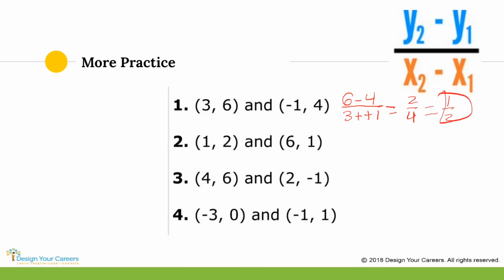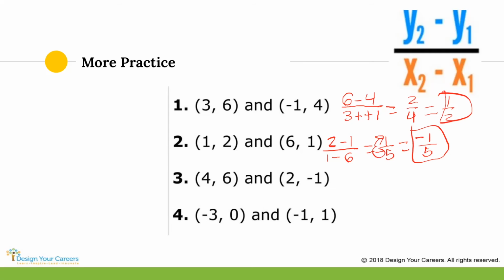For the second one, we're going to do 2 minus 1 divided by 1 minus 6. Then we get 1 over negative 5. And we don't really like negatives in the denominator. It's not not allowed, but we don't like them because they don't look nice. So we're going to bring that negative to the top, and we get an answer of negative 1 over 5.